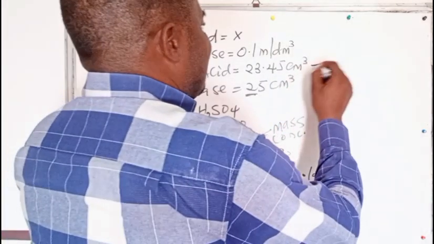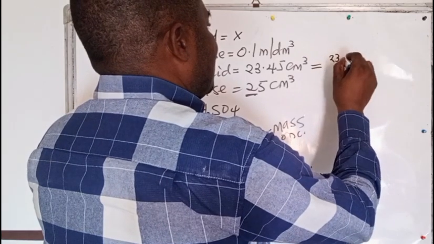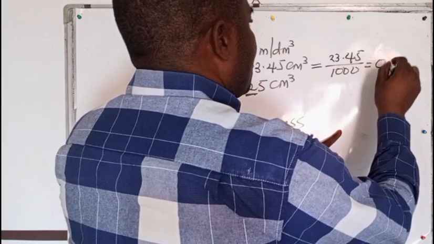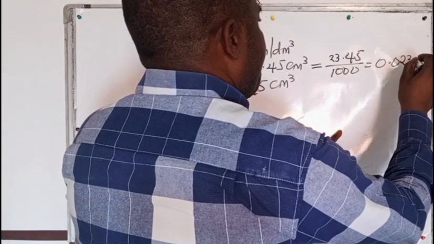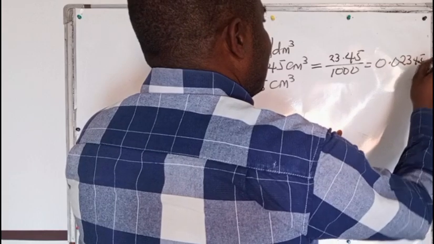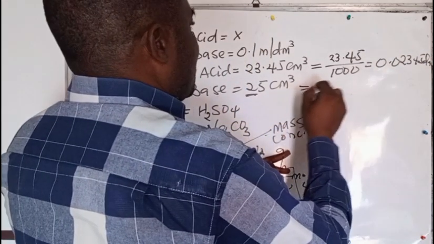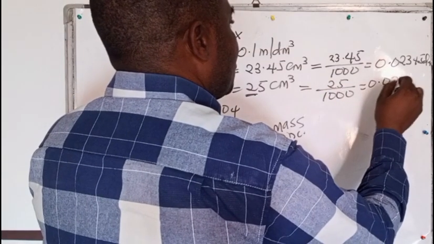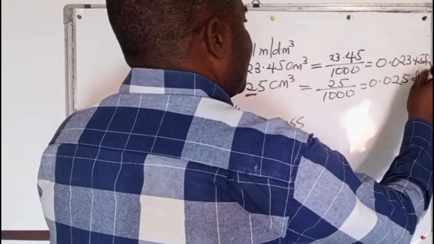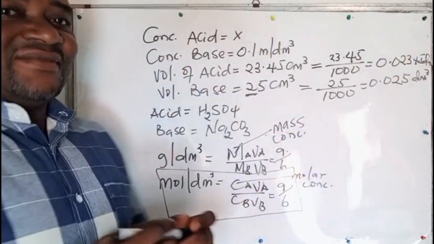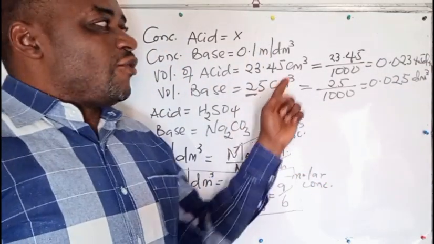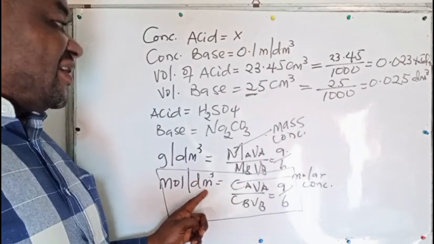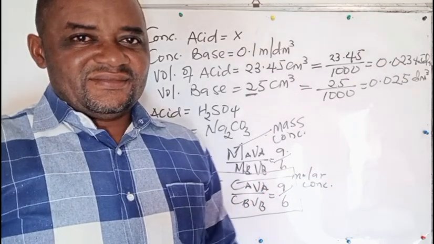So we divide 23.45 by 1,000, and we're going to have about 0.02345 dm³. And then we convert this as well. We're going to have 25 over 1,000, and we'll have 0.025 dm³. Did you see? The conversion is very important because you are working based on mole per dm³, the molar concentration.